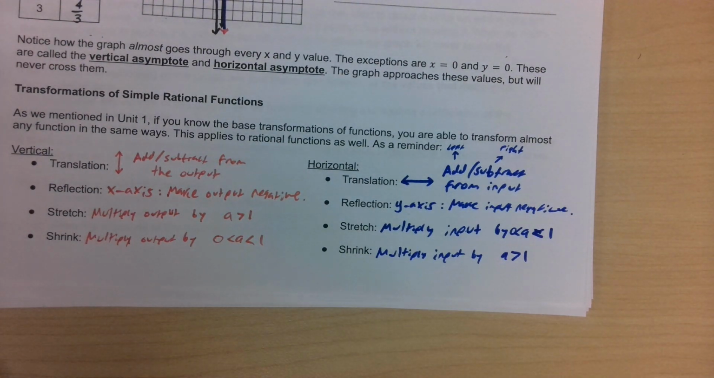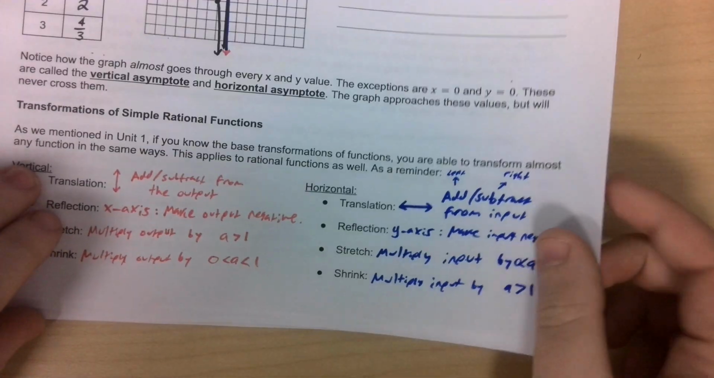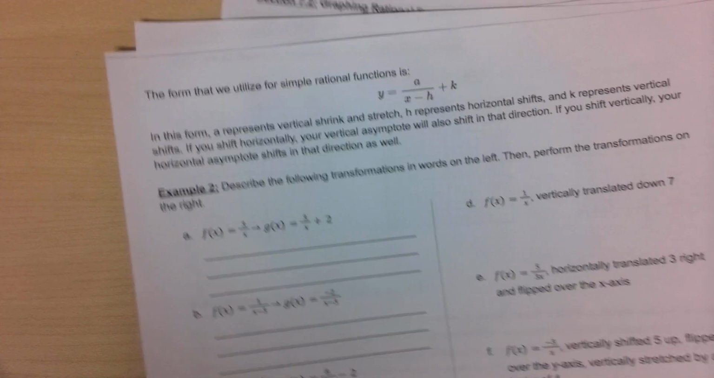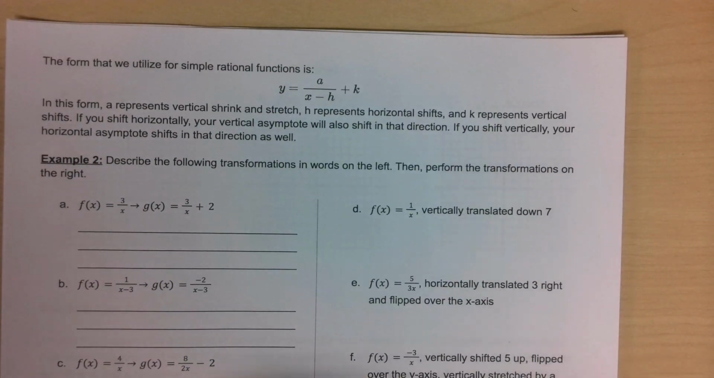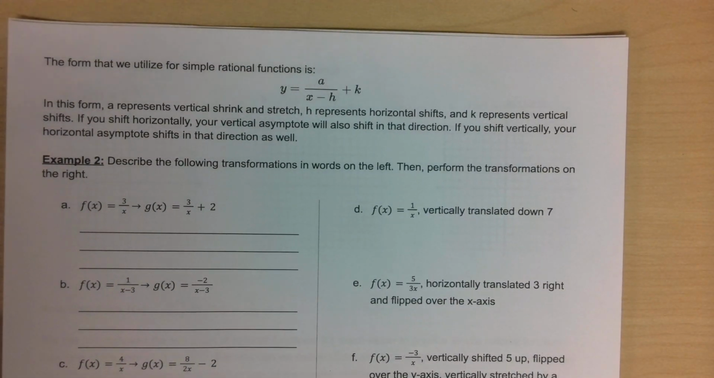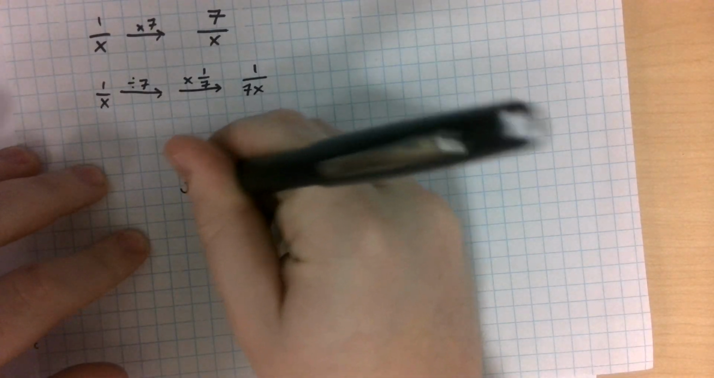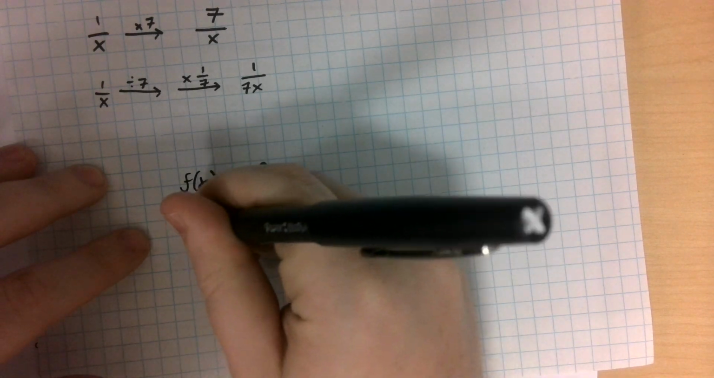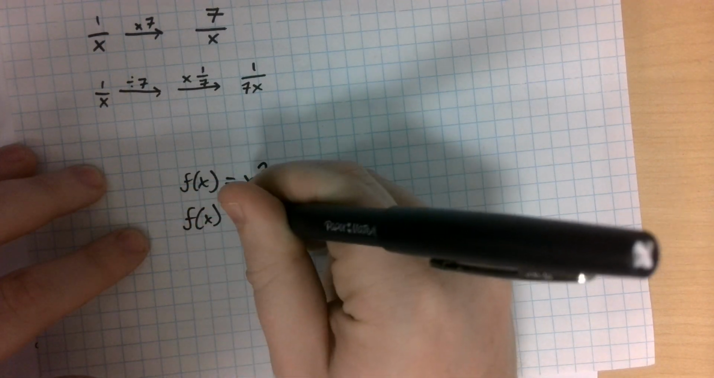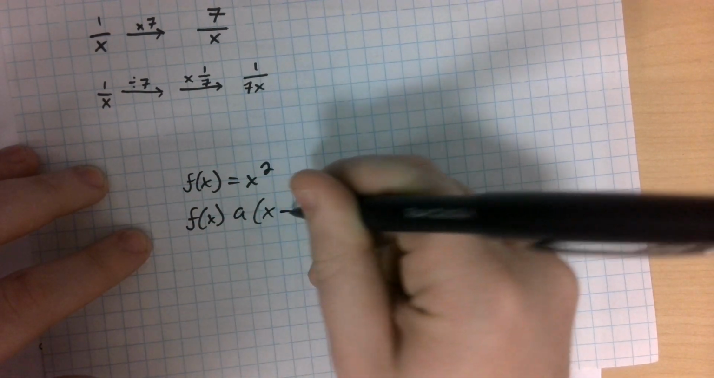We're going to see more of these in action in just a little bit. Let's flip the page and see what we're talking about. So, we talked about the parent function 1 over x. But, much like how f of x equals x squared is the parent function for a quadratic, we can also write it in a form that makes it a little bit easier to transform.